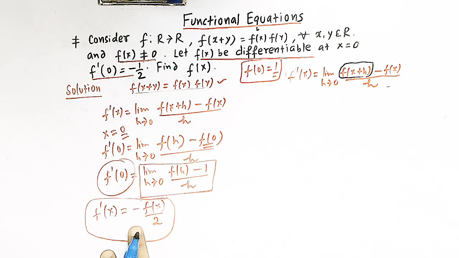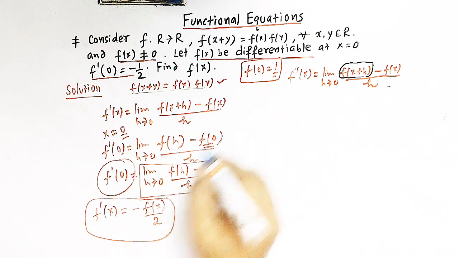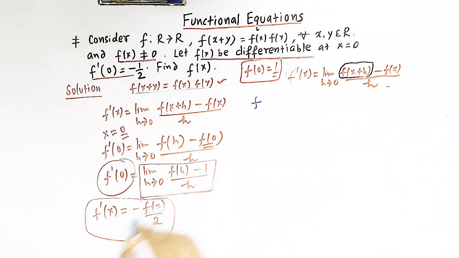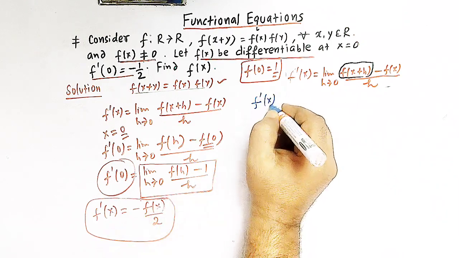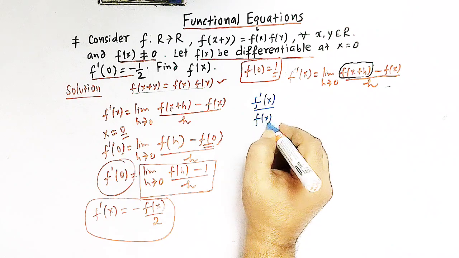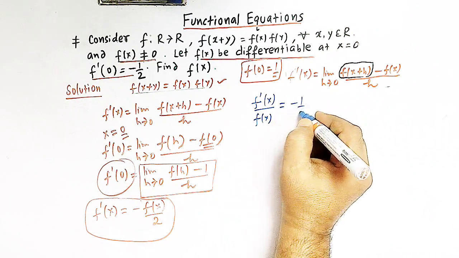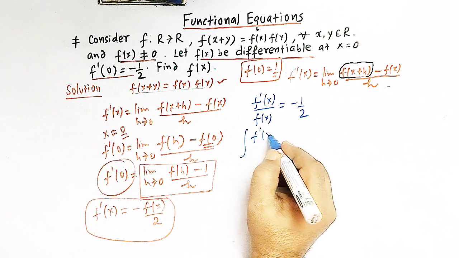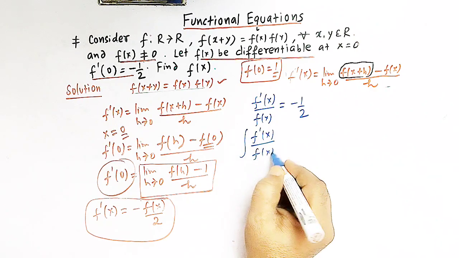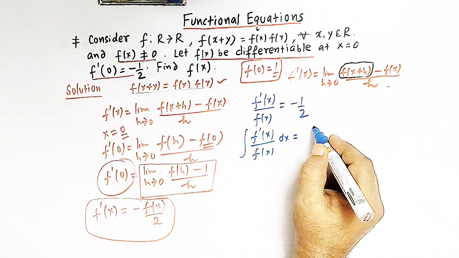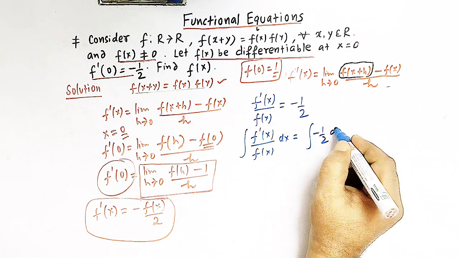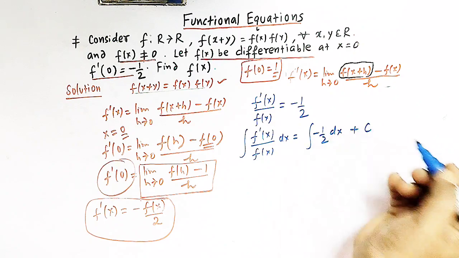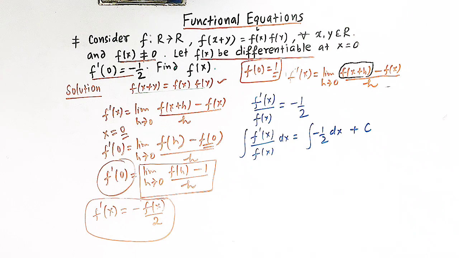So now to get the value of f of x, we have to solve this differential equation by integrating both sides, right? So here we can rewrite this equation as f prime of x over f of x equal to minus half. And now let us integrate both sides with respect to x, and here we have dx, and here we have minus half dx, and c is the constant of integration.